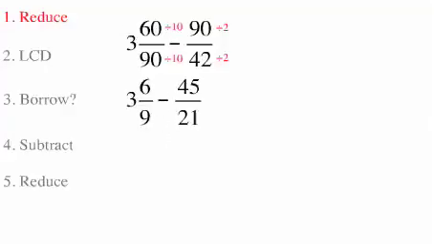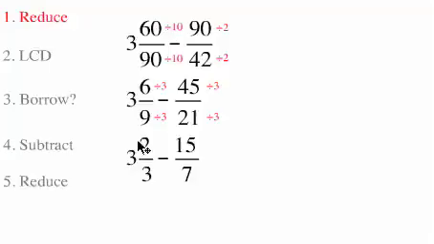take away 45/21. And I can see that they both can still reduce. Everything's divisible by 3, so I'm going to divide the top and bottoms of everything by 3. So the 6/9 are divisible by 3, and the 45/21 are also divisible by 3, so I can do that. That gives me 3 and 2/3, take away 15/7.